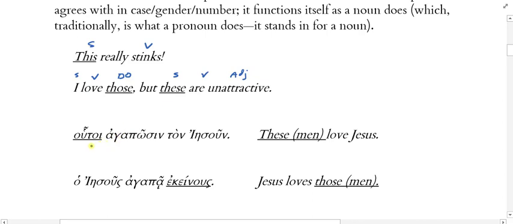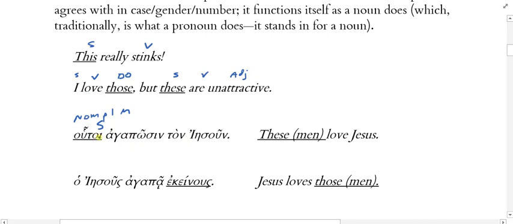Okay? Over here, in Greek, I've given you two sentences. Houtoi, here's my near demonstrative. It's nominative, plural, and masculine. Houtoi agaposin ton Iesoun. This is functioning as my subject. Okay? These, masculine plural, love Jesus.